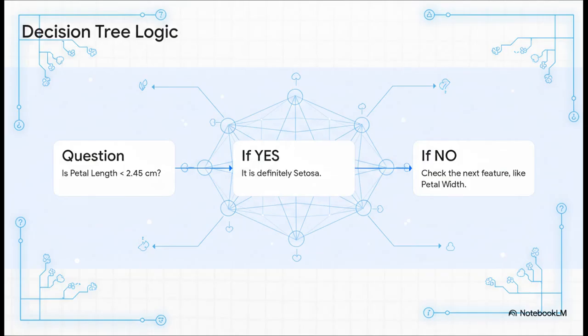So check this out. This is literally the thought process of a decision tree. It's just a flowchart. The AI learns to ask these little questions one by one, like, okay, is the petal length less than 2.45 centimeters? If the answer is yes, boom, it goes down one path and decides it's definitely setosa. If the answer is no, it just goes down another branch and asks the next question. It keeps doing this until it lands on an answer. It's so simple, right? But this is a seriously powerful technique.